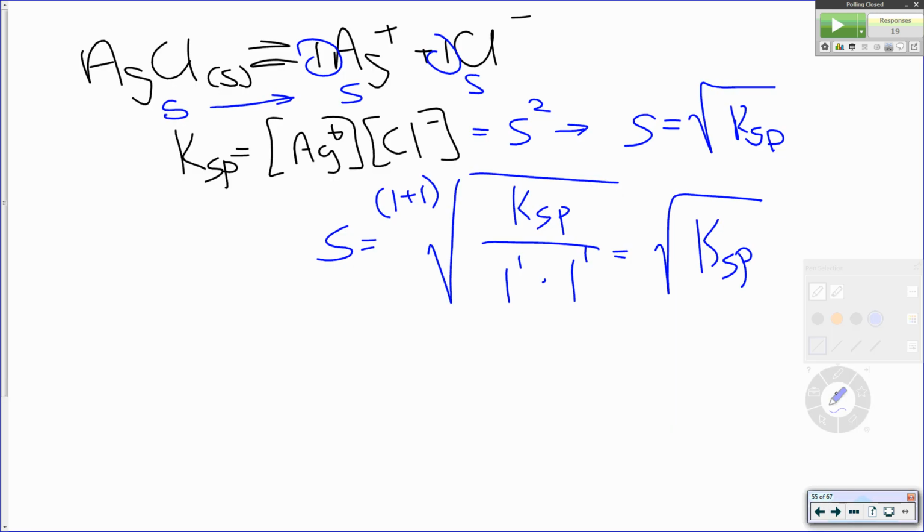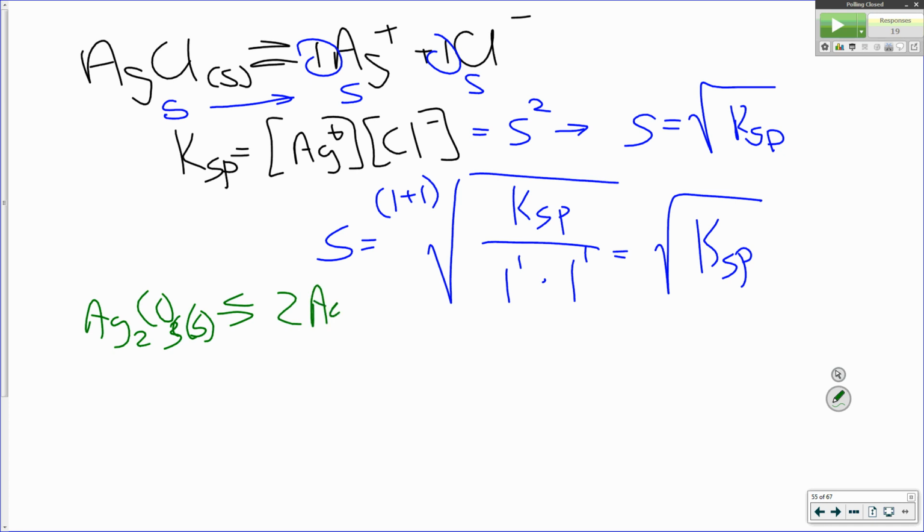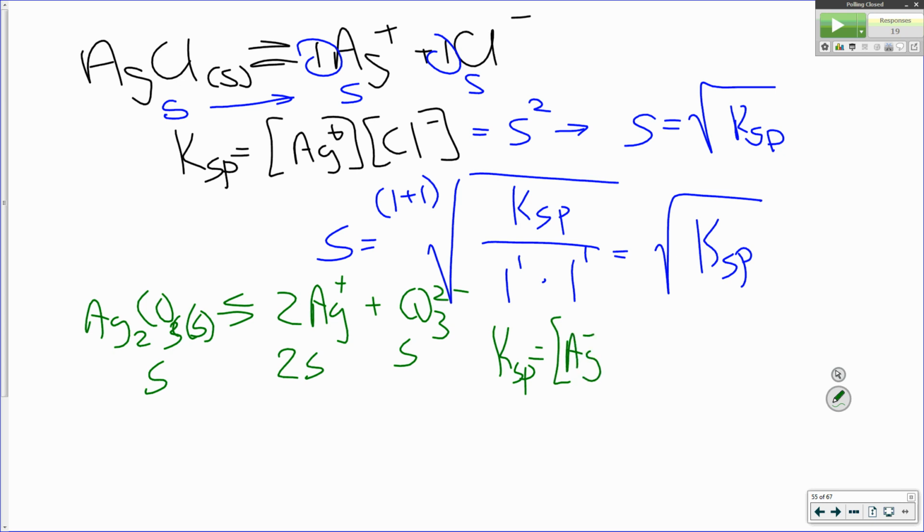So if I go down and look at silver carbonate, what happens with silver carbonate? Silver carbonate dissociates at a different ratio. There are 2 silvers to 1 carbonate. So if I want to think of solubility, it would be 2 times the solubility and then the solubility. KSP would be the concentration of the silver squared times the concentration of the carbonate.